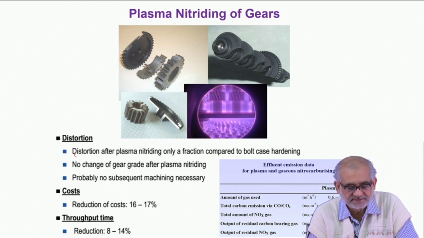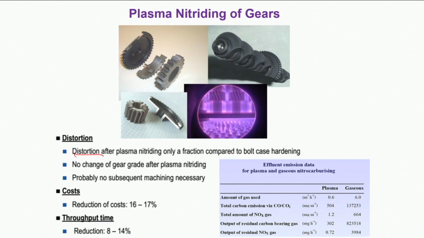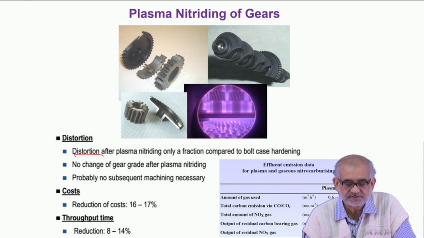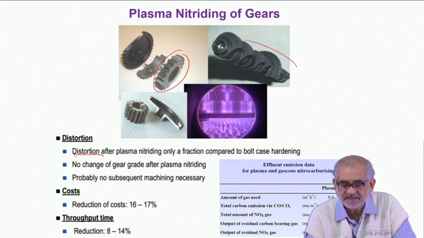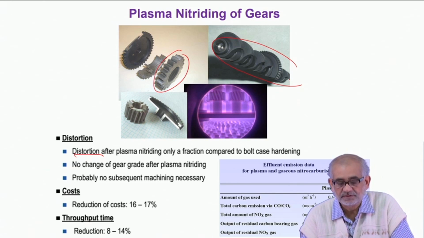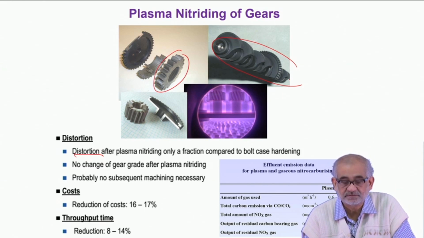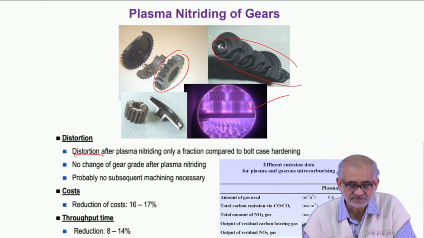I already mentioned that distortion is minimum because there is no direct quenching, there is no drastic change in temperature, even temperature exposure is lower. So all these possible components like gears or shafts or cams or valve seats or nuts and bolts and so on, whatever is plasma nitrided, are prone to less distortion or warping. So this is the typical blue-violet glow discharge, which, by its physical appearance, proves the presence of nitrogen plasma.